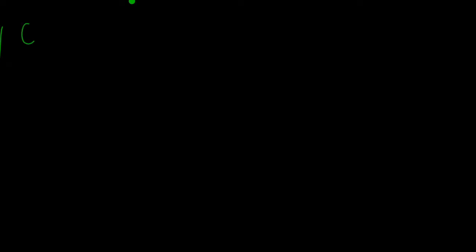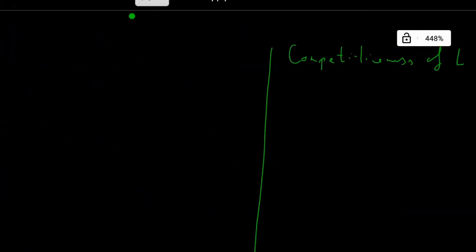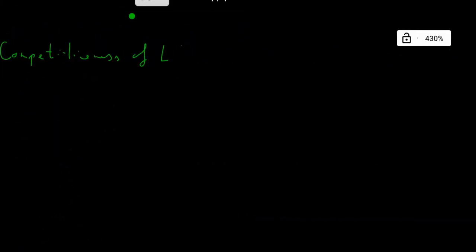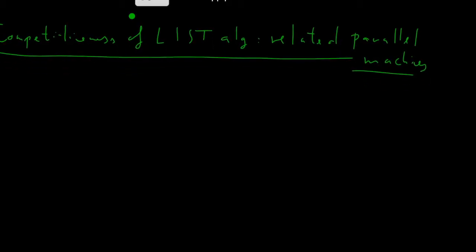Now in this part we will prove the competitiveness of the list algorithm in the presence of advertisements. So the competitiveness of the list algorithms for the case of the related parallel machines setting. So related parallel machines, which was just covered by the previous video.